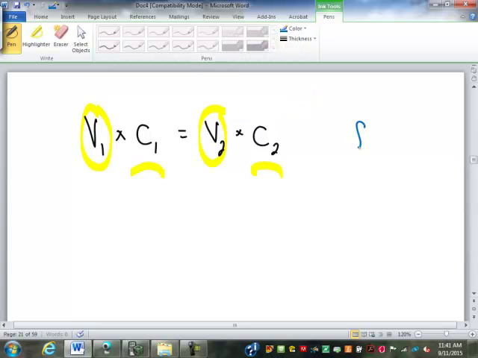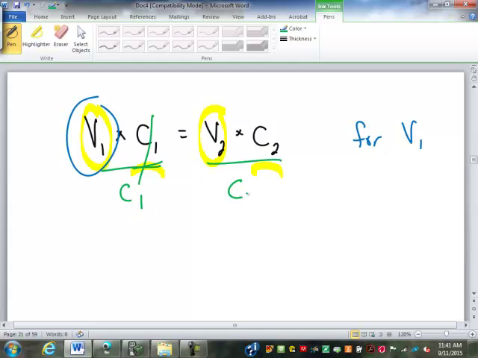If I ask to solve this for V1. Well, here's V1. What do I have to get rid of? C1. It's multiplying V1, so I get rid of it by dividing by C1. So I'm left with just V1 over here. V2 times C2 divided by C1 is just V2 times C2 over C1. There's absolutely nothing I can combine there.